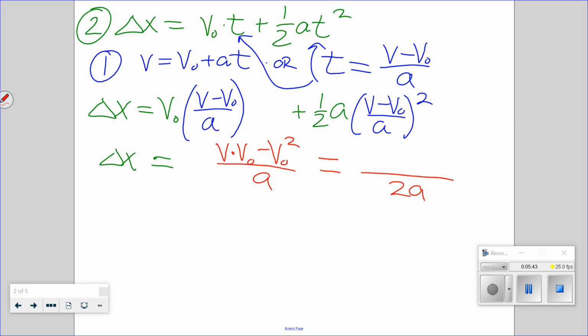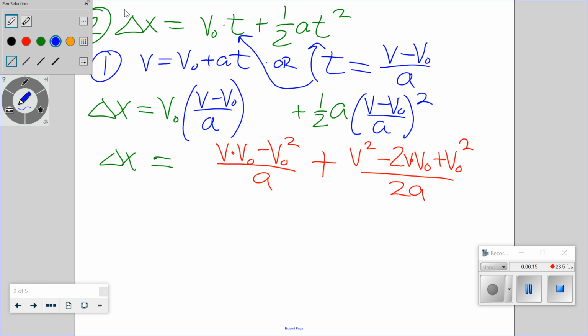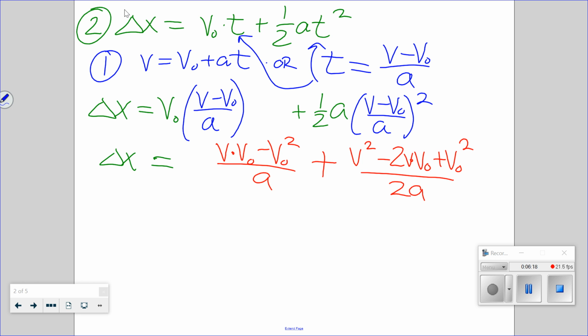And then I have to FOIL. V squared minus 2 times v0 plus v0 squared. Not equals, excuse me. This should be a plus. Okay. All right. Fast math then. I'm free to just take this middle term and multiply by 1. Well, I should put parentheses.